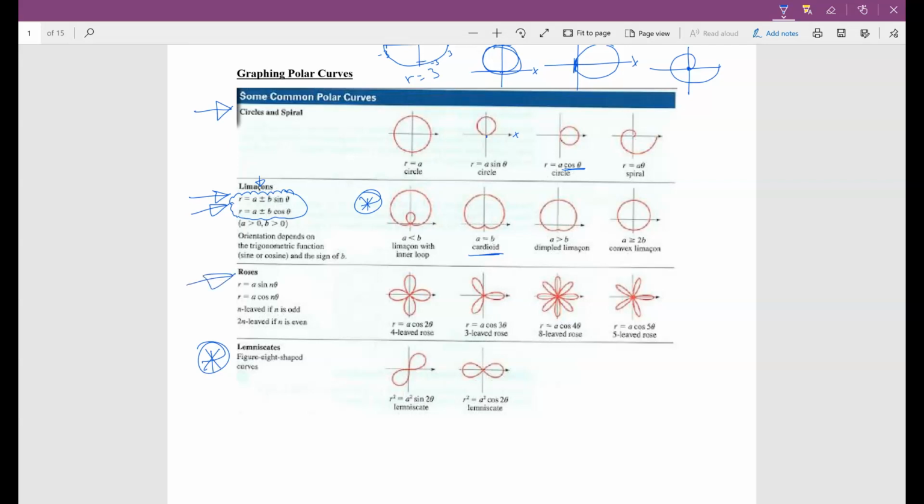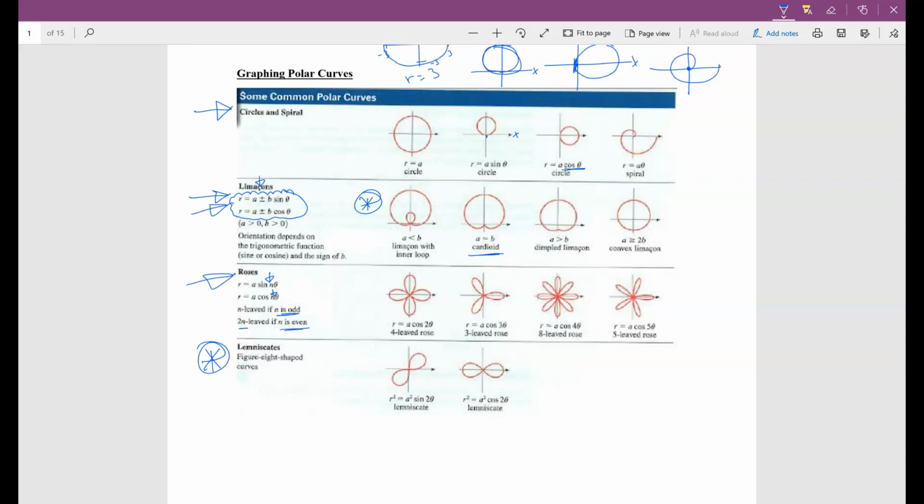And then you have roses, so rose curves. Usually the way that you get roses is that you have a sine or a cosine, and then you have n inside of it. So you have an alteration of the period. If n is odd, then you're going to have n leaves. And if n is even, you're going to have 2n leaves.